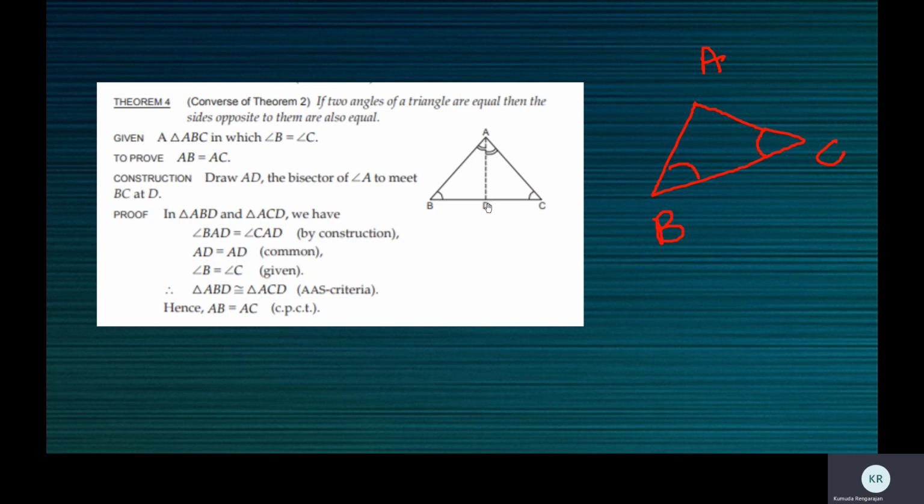So draw AD. And what is AD? It's a bisector of angle A. Let the bisector AD, that is the bisector of angle A, meet BC in D. All right. So see, draw AD. AD is the bisector of angle A, and let it meet BC at D. Now we have two triangles.